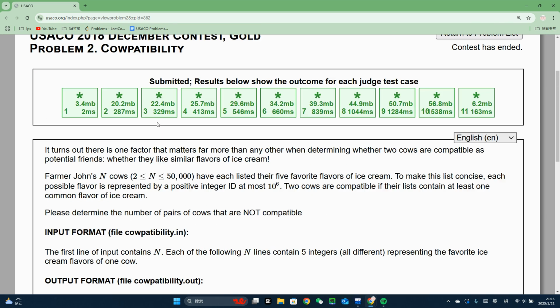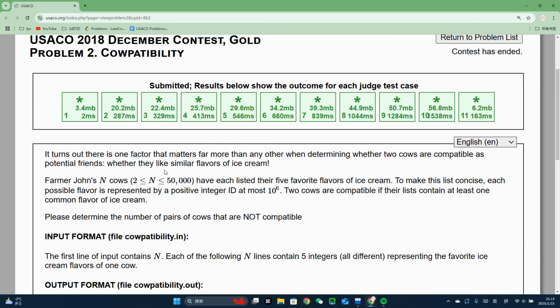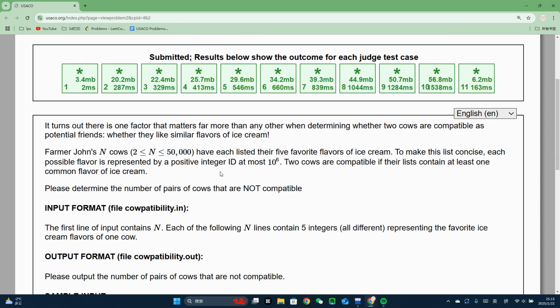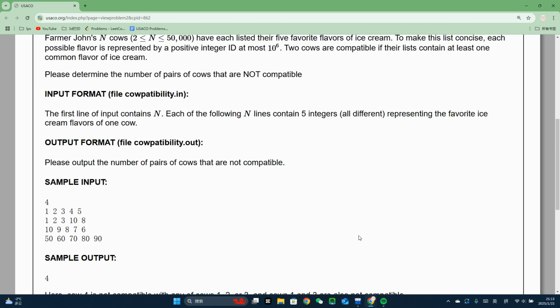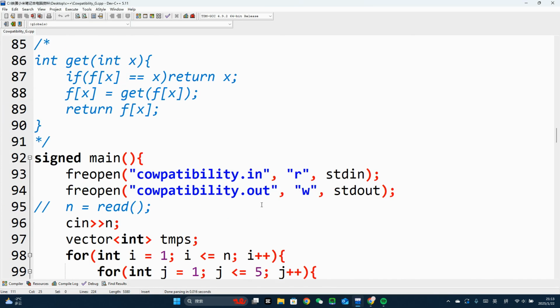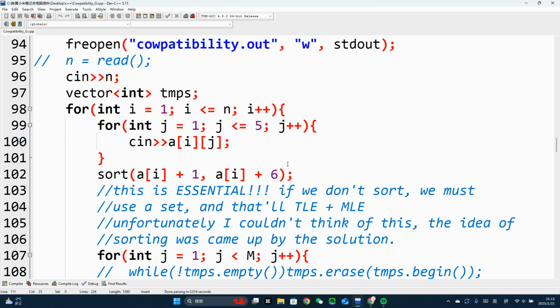But obviously, since n is 5 times 10 to the 4th power, we can't do n squared, so we can't for every cow check every other cow. But since there are only so many types of ID, which is 10 to the 6th power, that means we can just check this for every single ID. So here is basically my implementation.